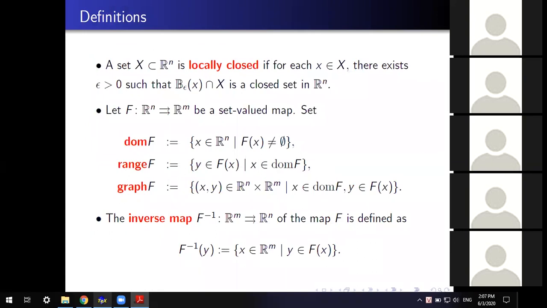Okay, next I give some definitions, which are maybe very well known in analysis. A subset S in R^n is locally closed if the closed ball intersected with S is closed in R^n for some positive epsilon. Let F be a set-valued map, then we can define the domain, the range, and the graph of F. In the same way, we can define the inverse map of the map F as follows.